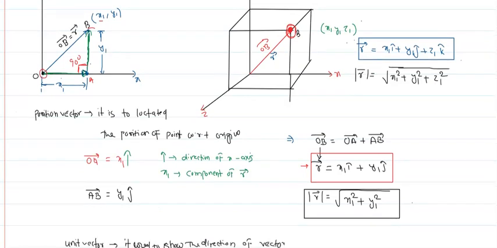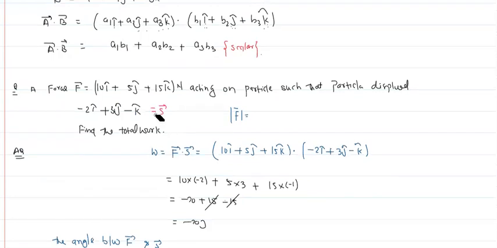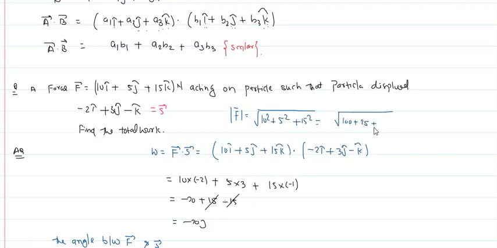So what is the magnitude of this vector? In place of x1 there is a 10, in place of y1 there is a 5, in place of z1 there is a 15. So the magnitude is root over 10 square plus 5 square plus 15 square. This comes to 100 plus 25 plus 225, that is 250 plus 100, 350. 350 Newton. Okay, this is the net force.